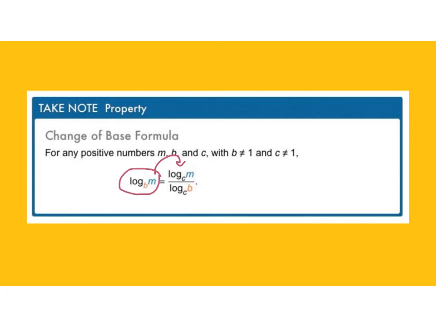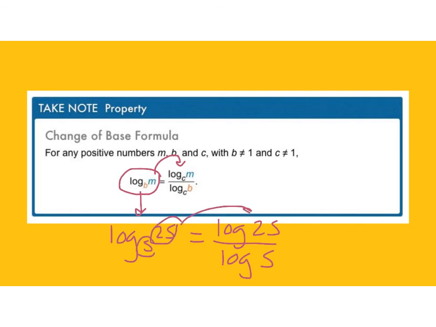So if it's asking for an exact value, if we had a log, let's say that was log base 5 of 25, we can change this into log 25 over log of 5. So the big number goes on top, the little number goes on bottom.